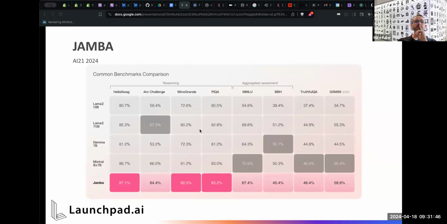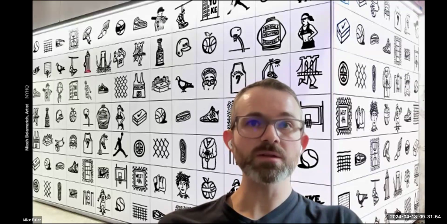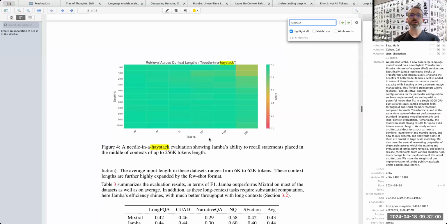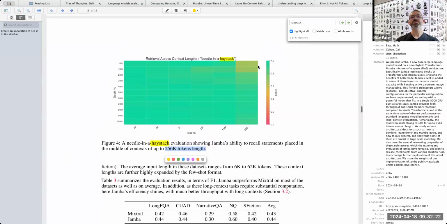Hang on, I've still got you on my other window. Give me one second, I'll share this. So here's the needle in a haystack evaluation. This is the ability to recall statements placed in the middle of context, up to 256K token length. It drops off a little bit at the highest context length, which is basically input length, but it's still extremely good, I'd say.